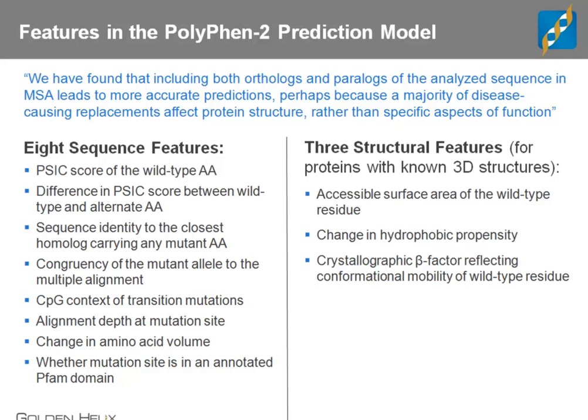So if we look at the actual prediction model, as we mentioned, there are 11 features that are included, 8 of them based on sequence, 3 based on structural features for the proteins that actually have a known structure. And they do state that they think orthologs and paralogs should both be included in the MSA, perhaps because a majority of disease-causing replacements affect protein structure rather than specific aspects of function. And so they're saying that both orthologs and paralogs should be structurally similar, even though they might be functionally different than the original protein.